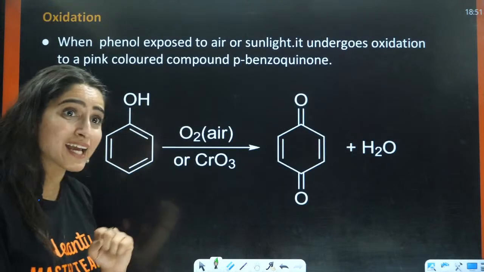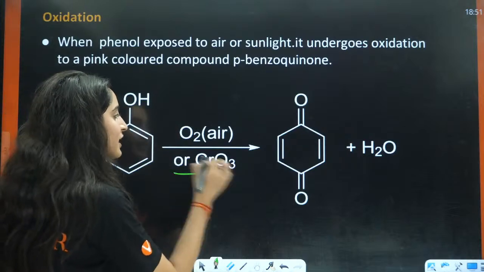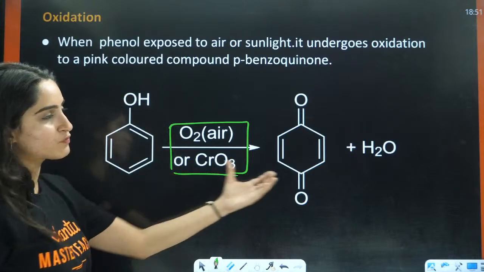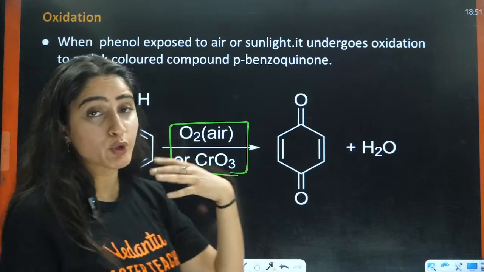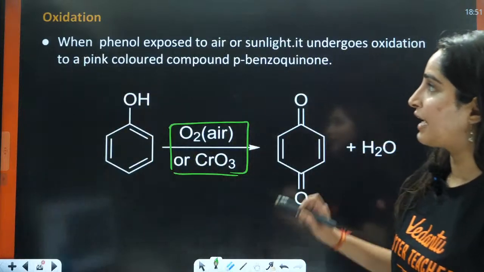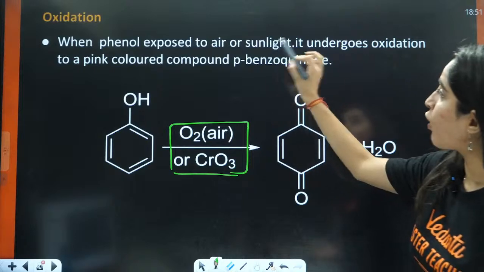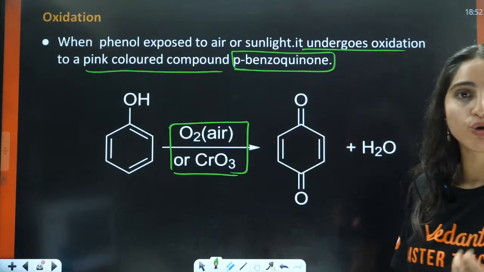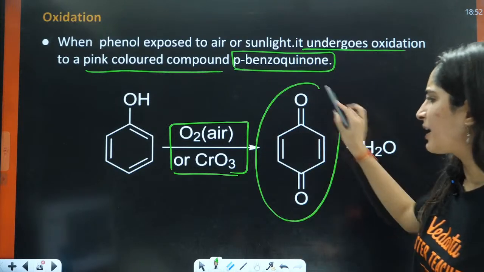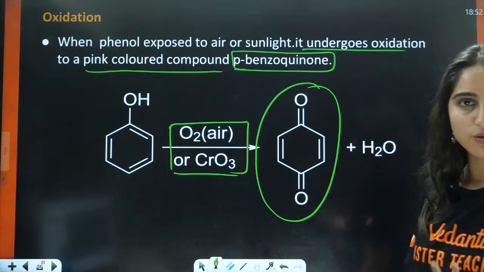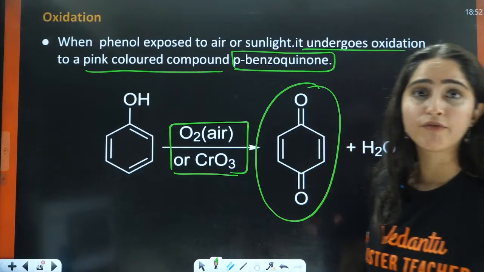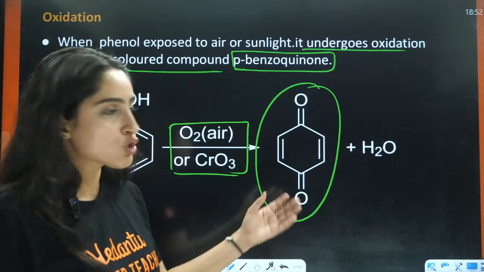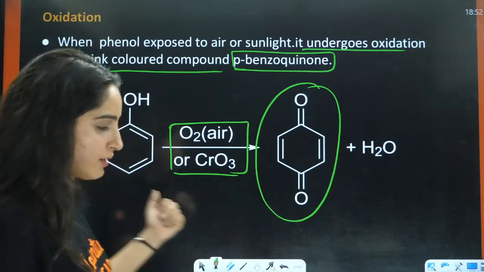Okay. Again, this is also very important. It's an oxidation reaction where you will have the formation of this compound when you are using a very good oxidizing agent, right? When phenol is exposed to air or sunlight, it undergoes oxidation to a pink colored compound, that is para-benzoquinone, right? And they can also write Na2Cr2O7, right? This also can be written. So this is a very important compound and a very different reaction, right? So benzoquinone or hydroquinone will be formed here, right?